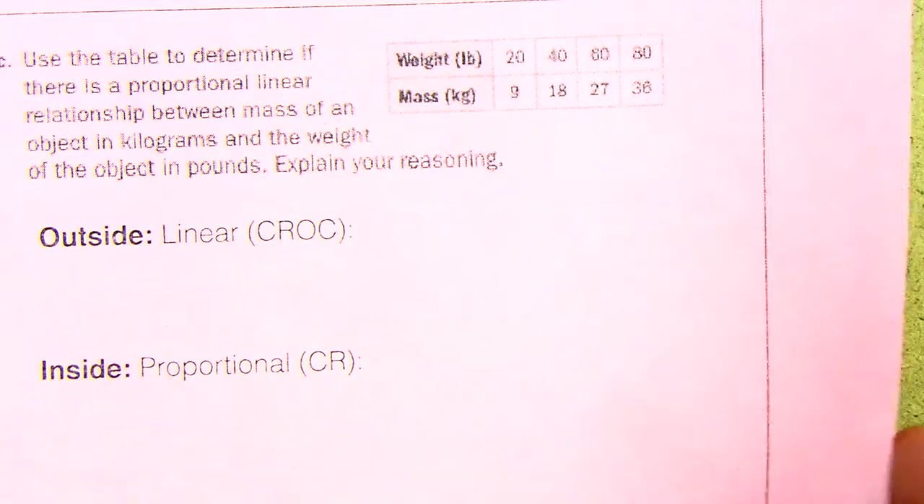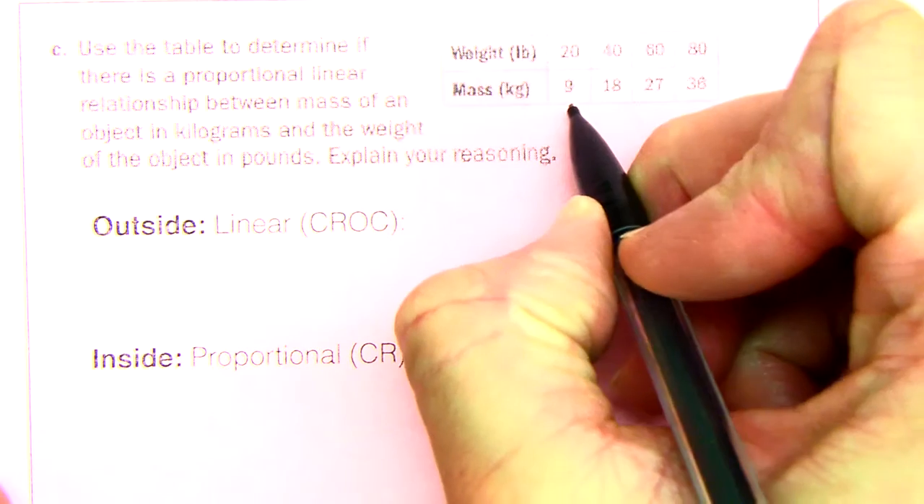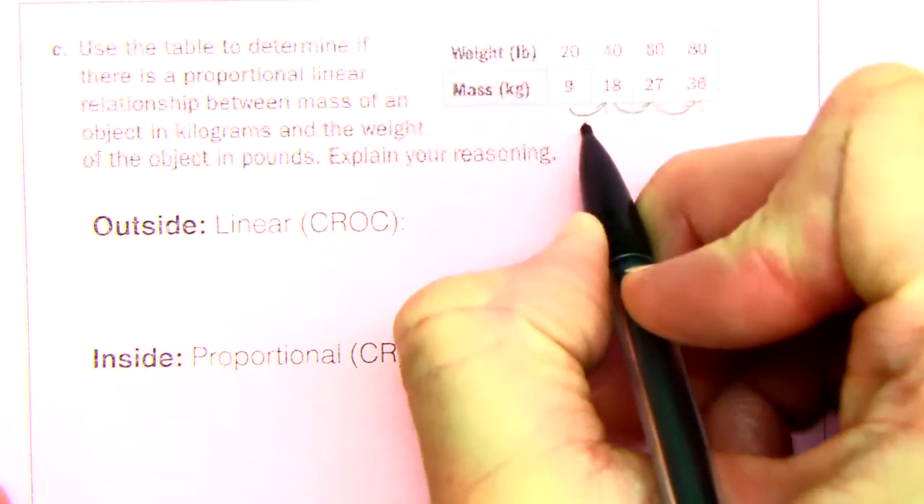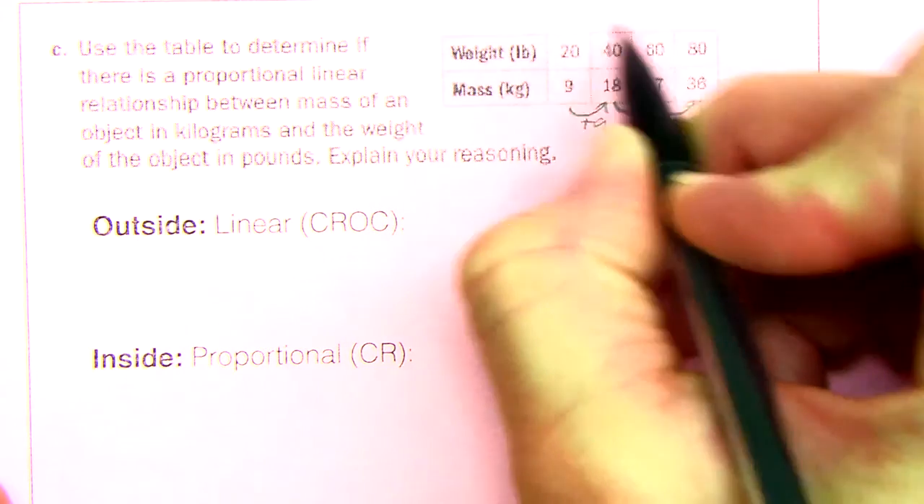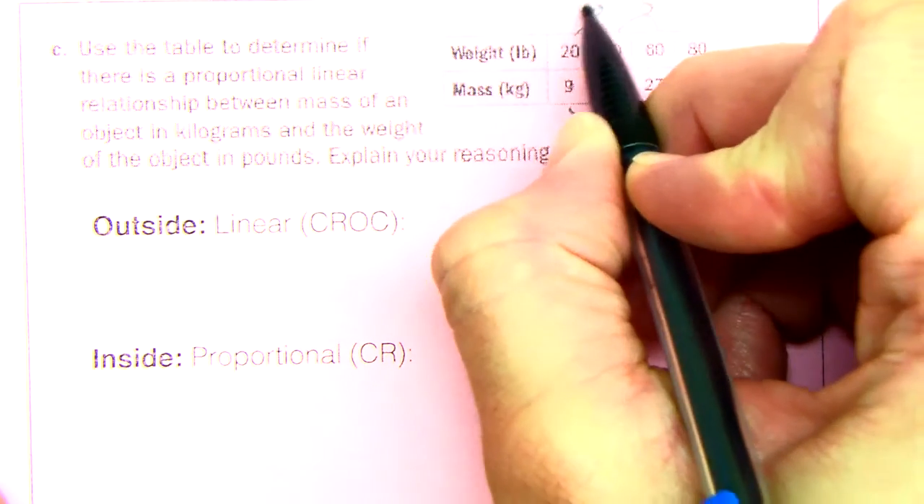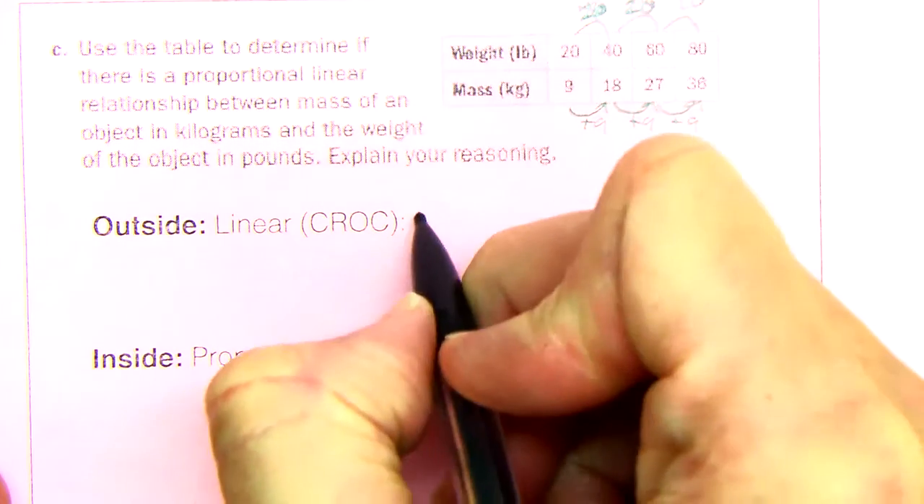Okay, slide over, letter C, slide number 8. We've got a table. Use the table to determine if there is a proportional linear relationship of an object in kilograms and in the weight. So let's take a look at our outside ratios, our constant rate of change. That's plus 9, plus 9, plus 9, and up here we got plus 10, plus 20, sorry guys, plus 20, plus 20. So is it linear? Yes.